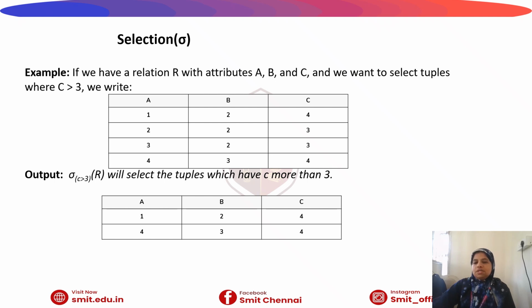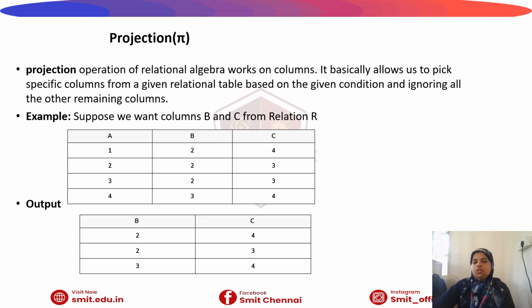Next is projection. The projection operation works on a column basis. It basically allows us to pick up specific columns from a given relation table, ignoring any remaining columns. Suppose we want columns B and C from the relation table with columns A, B, C. I want only the B and C columns. Look at this, the B column and the C column. Only the B and C columns will be selected and considered. So this is the projection.